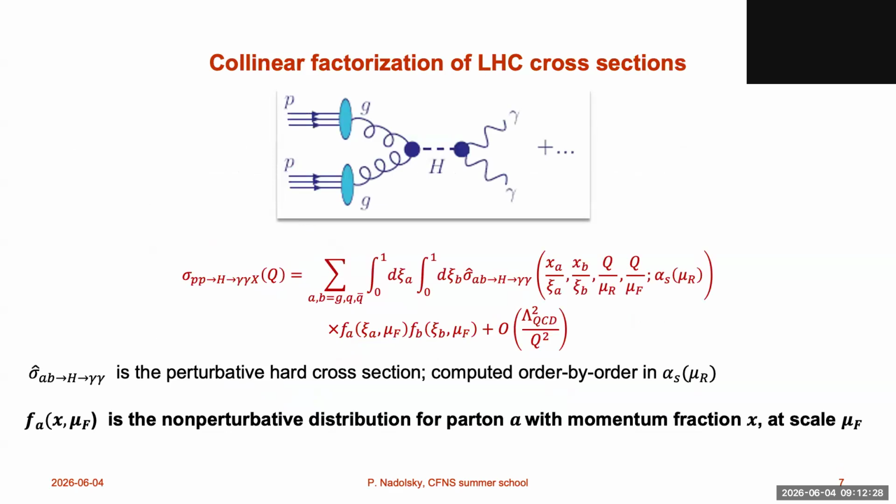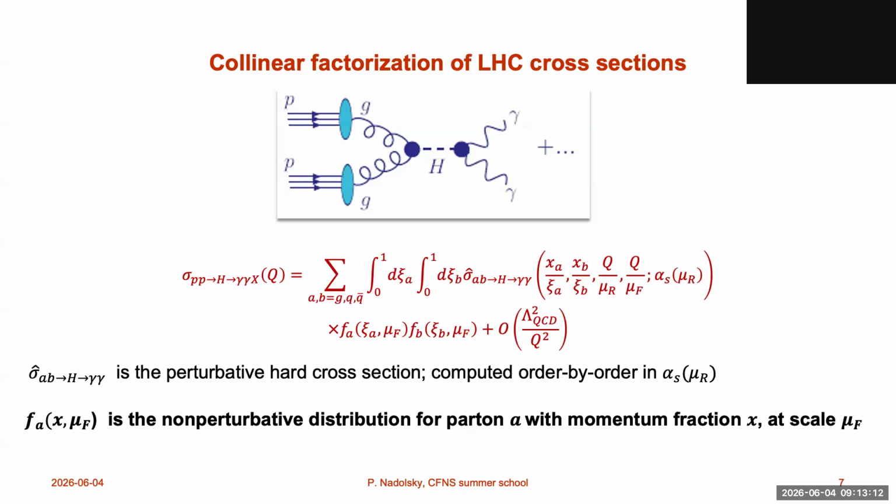Now, in terms of this collinear factorization, it works not just at the leading order, which is what we call the parton model. It also works to all orders, except that as we go to higher and higher orders, the factorization becomes more and more complex. But roughly speaking, we write the hadron scattering cross section as a convolution of our hard cross section with two parton distribution functions. This formula is shown to hold to all orders in perturbative QCD.